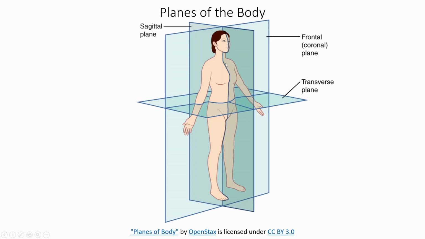That would be the frontal plane, sometimes called the coronal plane. Sagittal would help us divide left and right. Transverse plane would divide top and bottom.